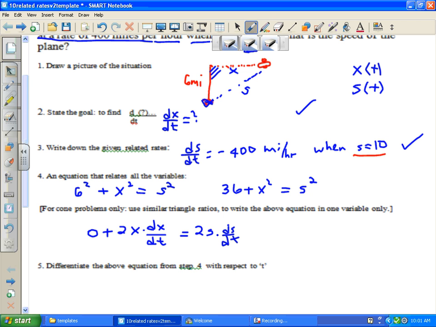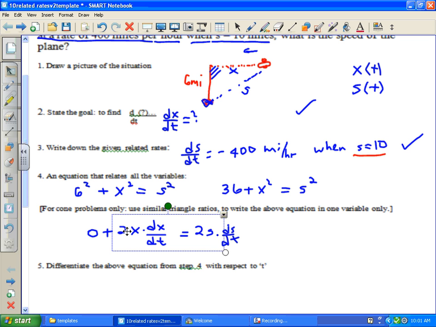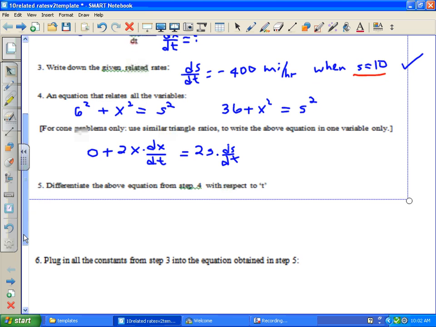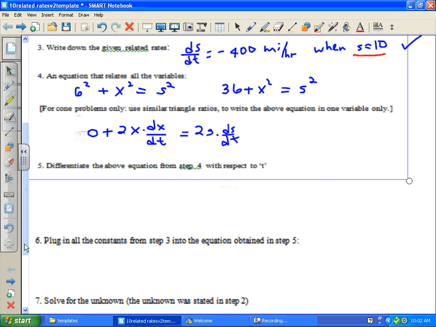Okay, sorry, I put this in the wrong place, it seems, but it doesn't really matter. We need the equation. Is it going to let me move that? Well, assume that this is in the next step, in step number 5. For cone problems, we'll have an extra thing in that bracket space. So we differentiated already. So we've done step 5 already.